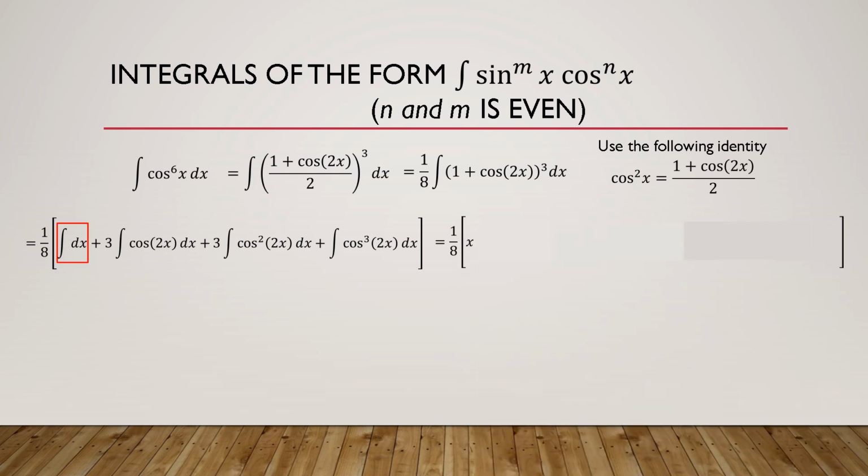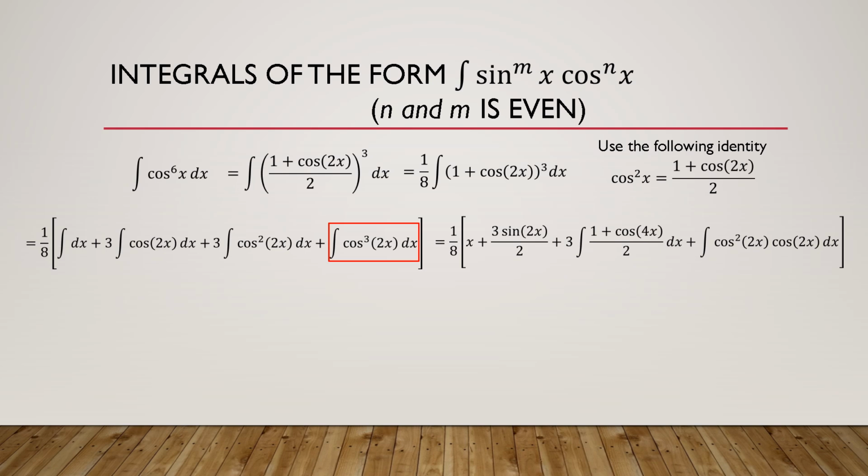The integral of dx is x. 3 times the integral of cosine 2x is 3 sine 2x over 2. For 3 times the integral of cosine squared 2x dx, we apply the identity to get 3 times the integral of (1 plus cosine 4x) over 2 dx. For the cosine cubed term, we first split it into cosine squared 2x times cosine 2x. For the next step, we'll bring down the first two terms as the integrals have been solved.